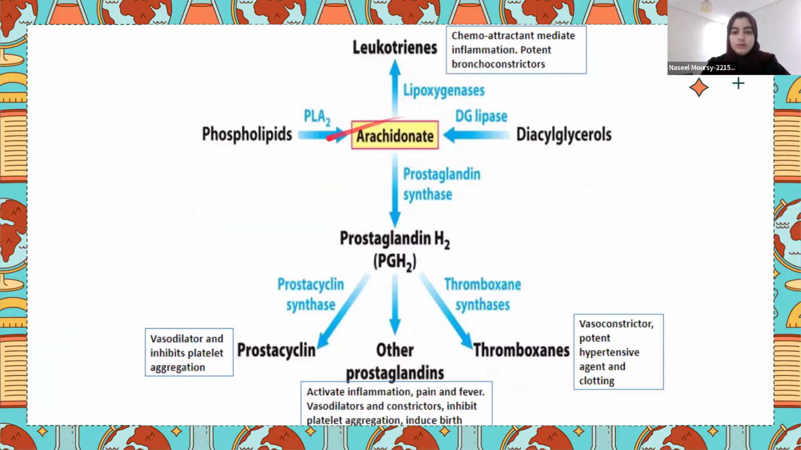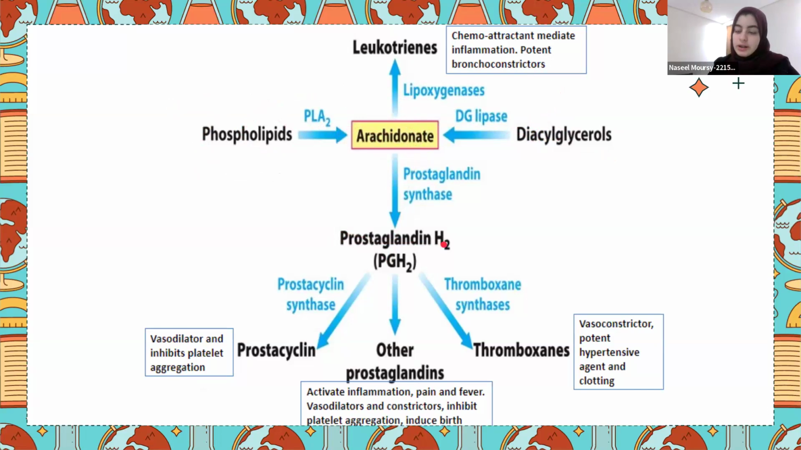But let's start here. So we have arachidonates or arachidonic acid, they're the same thing. This can come from two things: diacylglycerols or phospholipids. Diacylglycerols are broken down by diacylglycerol lipase, and then you get arachidonates. Phospholipids are broken down by phospholipase A2, and you get arachidonates. So we're done with that. Now, what does arachidonate itself produce?